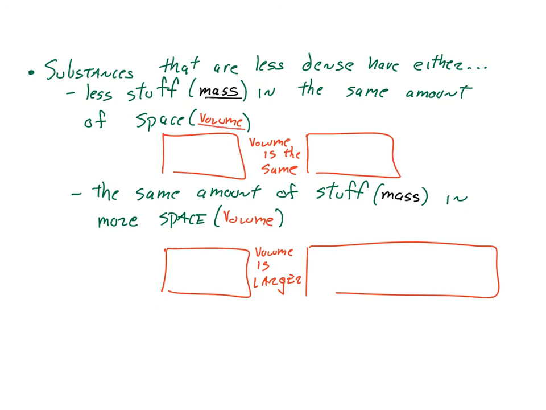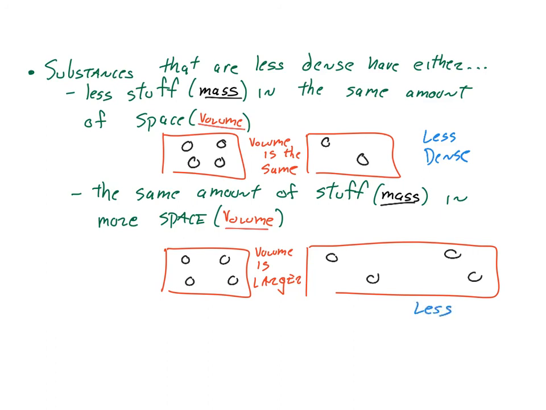What that might look like is two boxes that are the same volume, and I put 4 particles in one box and just 2 particles in the other box. The box with the 2 particles is less dense. Another scenario would be the same amount of stuff, which is mass, in a larger space, which is volume. I take 1, 2, 3, 4 particles and spread them out in a much, much larger box. That gives me an instance where the larger box with the same amount of particles is going to be less dense.